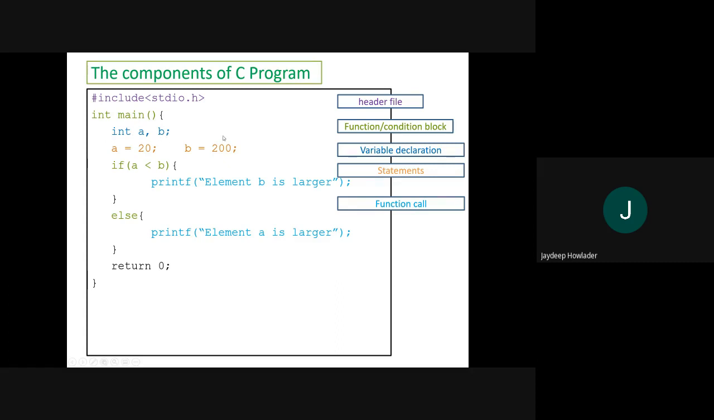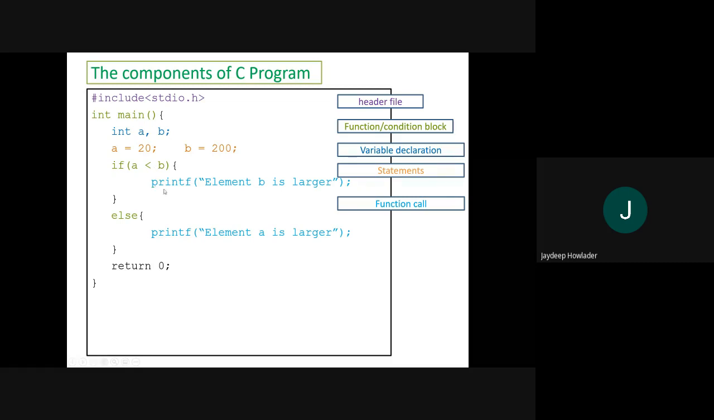So this blue color says that this is the declaration of the variables. Then there are statements. The statements are basically these. What statement does is it assigns the value of 20 to the variable A. This one assigns the value of 200 to the variable B. Okay? And then within the functional blocks, we have some conditional blocks.